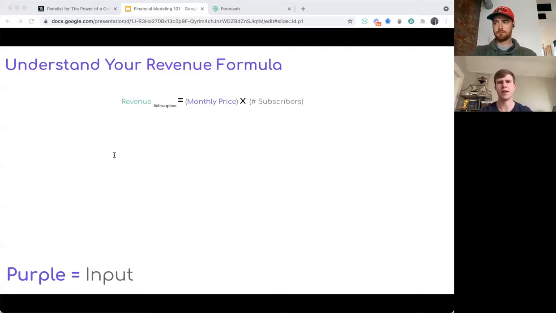We're going to keep peeling back one layer at a time, keep going deeper and deeper until all of our base metrics are those purple input metrics. So in this case, if we're starting at the highest level, we show price times subscriptions equals revenue. That's the absolute highest level that we can start at. My price is that purple input.